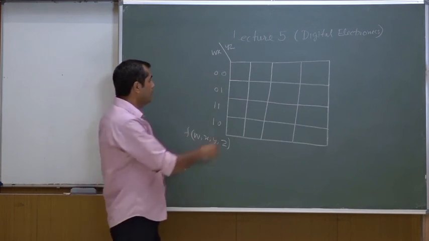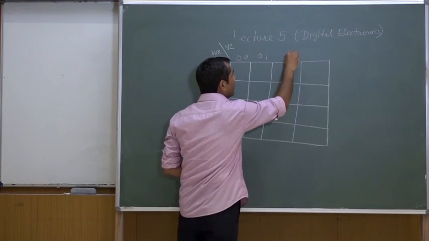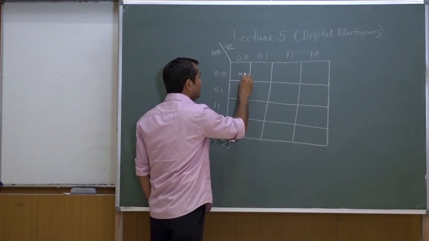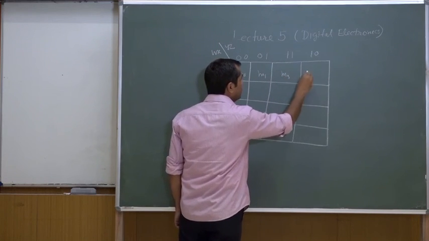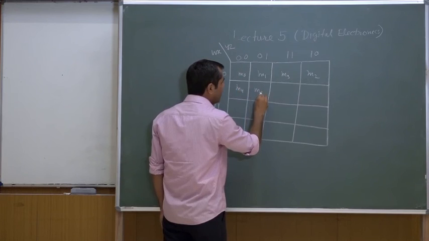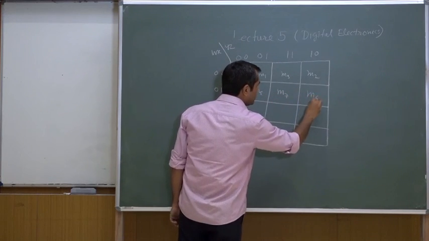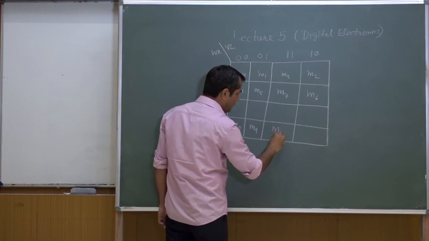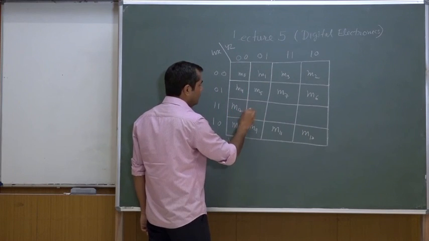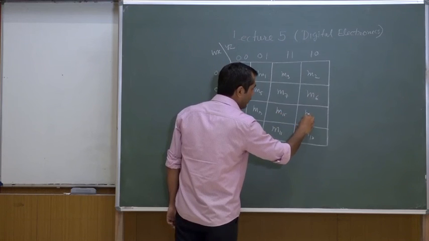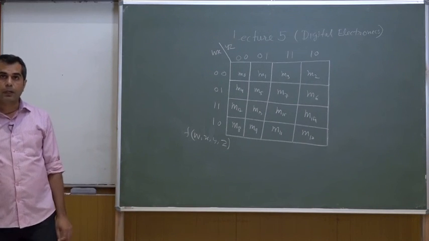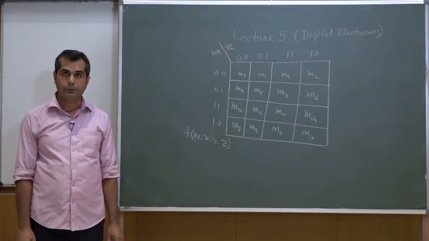And similarly, I will also write for the columns: 00, 01, then 11 and finally 10. Okay. And therefore, the min terms would be placed like this: m0, m1, m3, m2, m4, m5, m7, m6, then m8, m9, m11, m10, m12, m13, m15 and m14. Okay. This is the sequence for all 16 min terms. Okay. Is it clear?